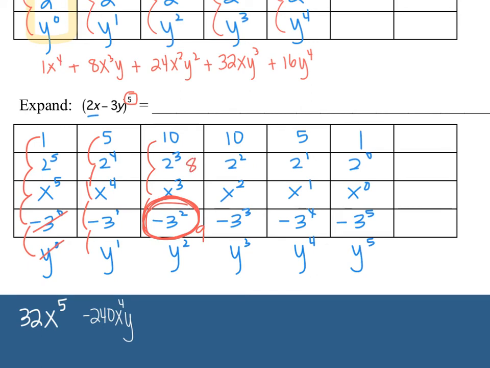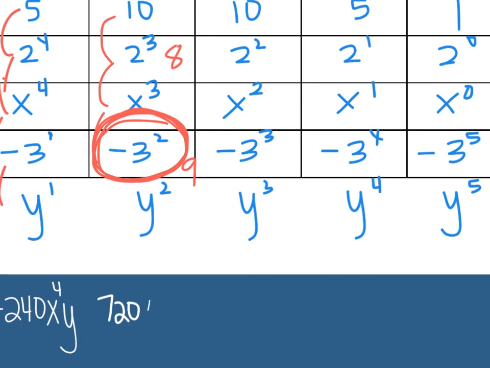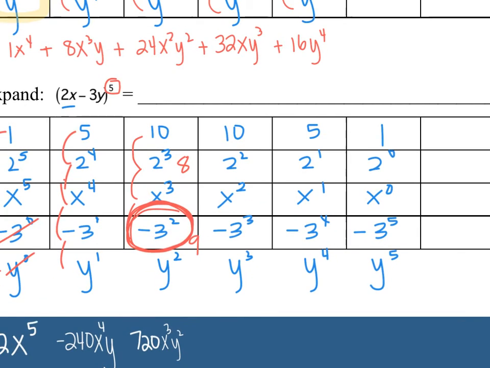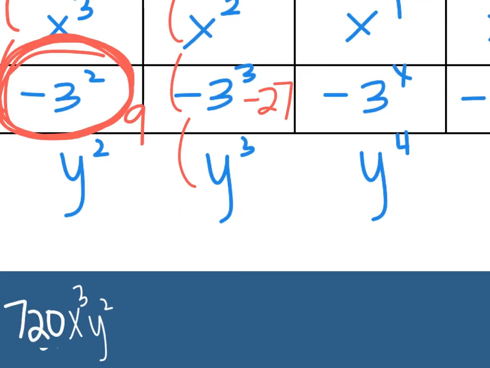This is positive 8. So we've got 10 times 8 times x cubed times positive 9 times y to the 2nd. That's positive 720 x cubed y squared. The next column, 10 times 2 squared, which is 4, times x squared times negative 3 cubed, which is negative 27, and then times y cubed. So 10 times 4 is 40. Work your way down, times negative 27. We're going to get negative 1080 x squared y cubed.